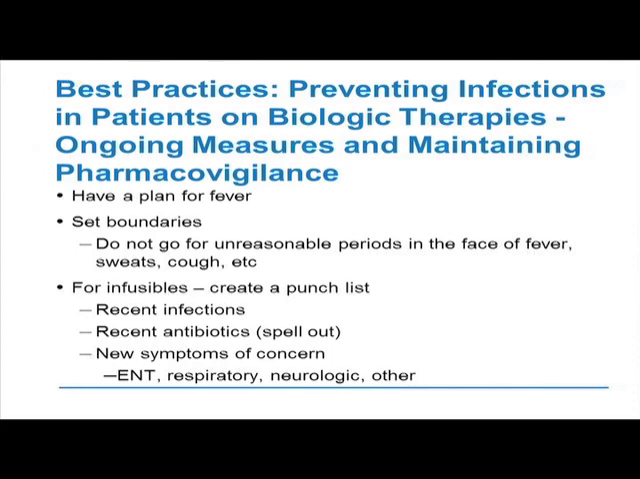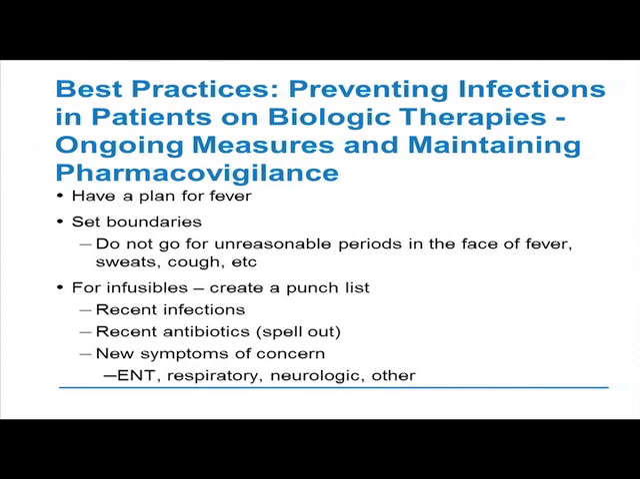For those on infusibles, which we may not see, and the doctor doesn't see every time, we need to create a punch list of recent infections in between these visits. Have you been on antibiotics? Have you been hospitalized? When you ask about antibiotics, really tell them what has been given to you, because their primary care doctor might have done that. And then we like to do a brief review of systems. Are there any new symptoms related to respiratory infections, ENT infections, any neurologic signs or symptoms, abdominal pain, etc., going on? And then we give the infusion.